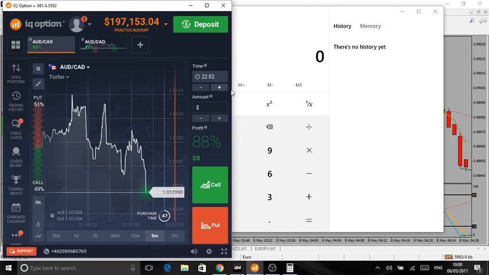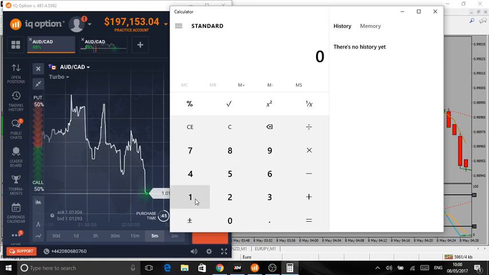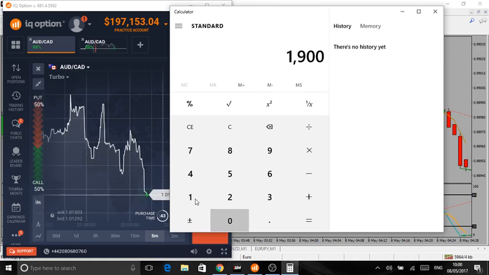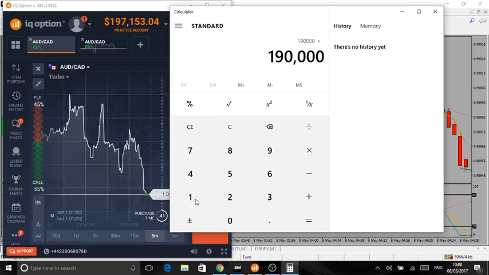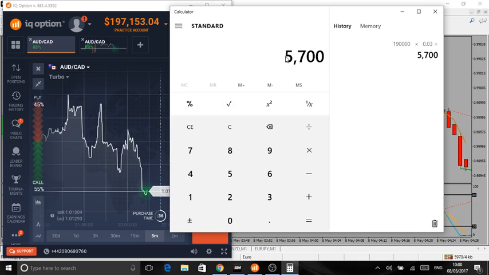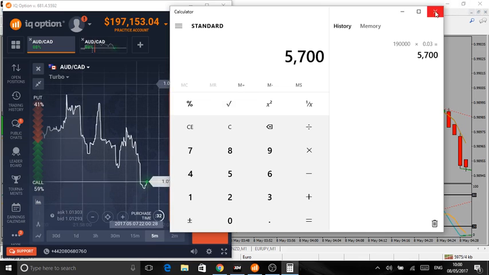I'm not gonna calculate that right now. Let's round it up, and let's say it's 190k. Times that by 0.03. That's 3%. So 3% of this account would just be 5,000 something. So me using 1,000 is actually even lower risk.